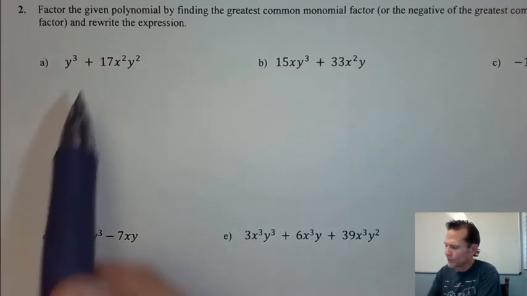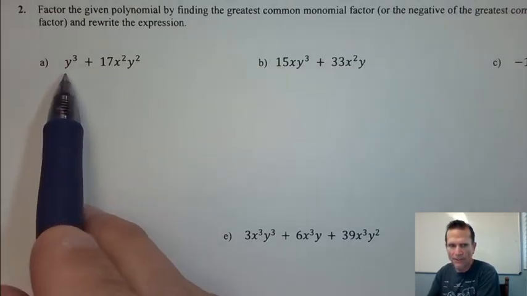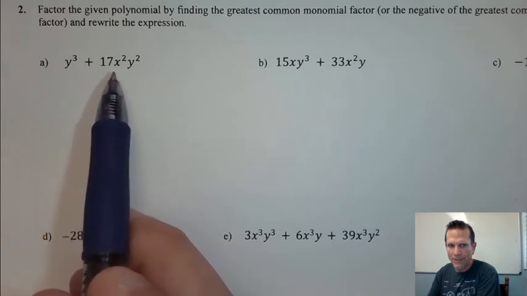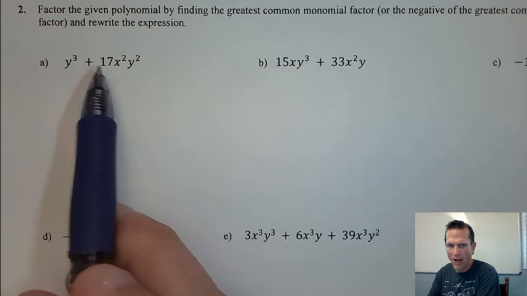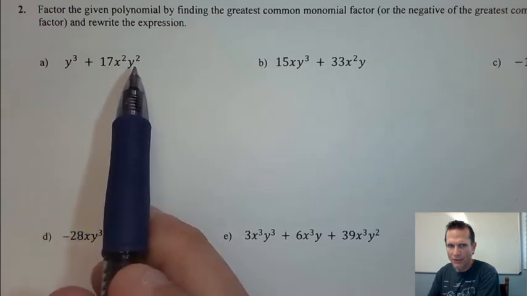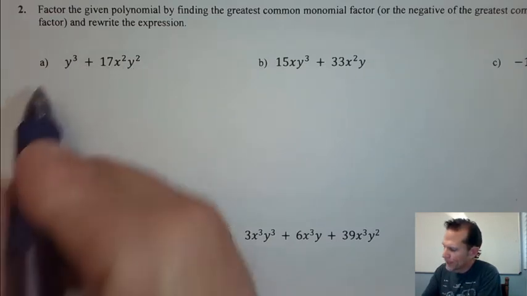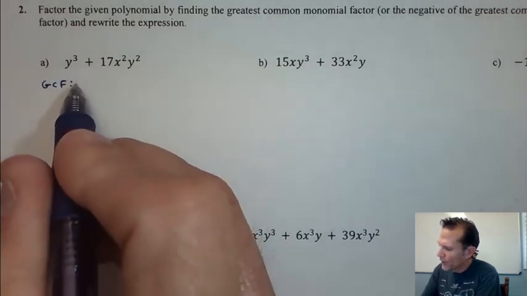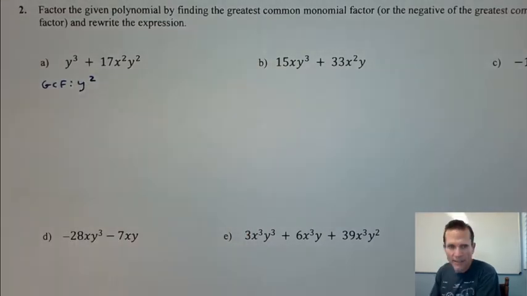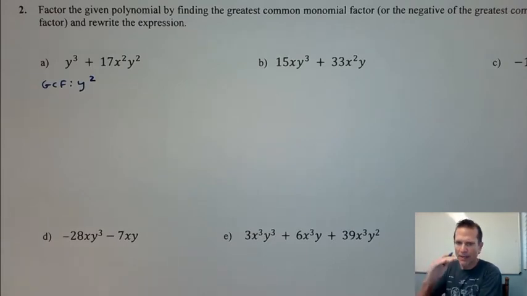So first I'm going to look through these terms here. I see the y to the third, and then this 17x squared y squared, and I'm noticing that I have y's that are in common here. So the GCF here, okay, I'm just going to write it down quick. The GCF ends up being y squared. So that's the piece that I'm thinking I'm pulling out front.